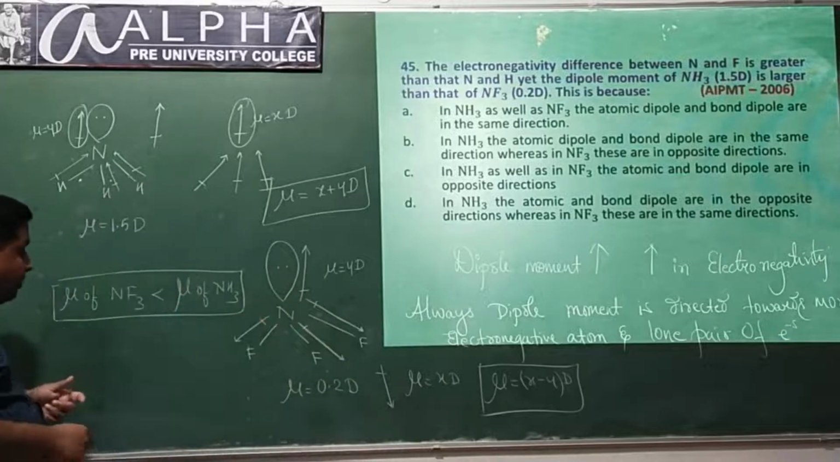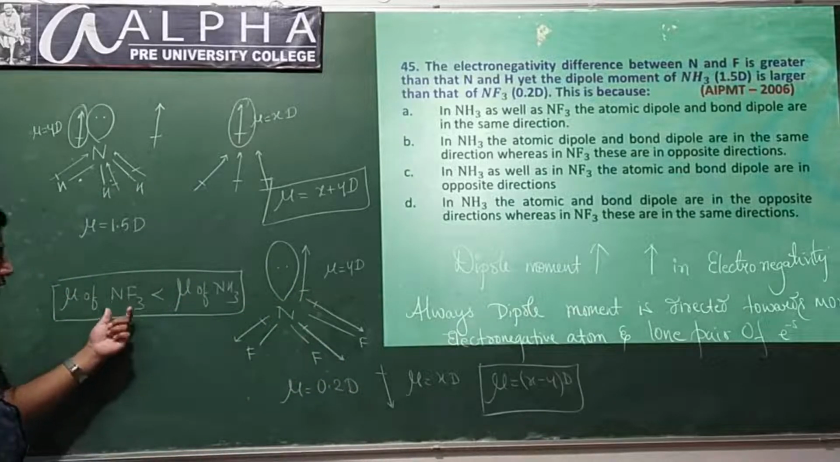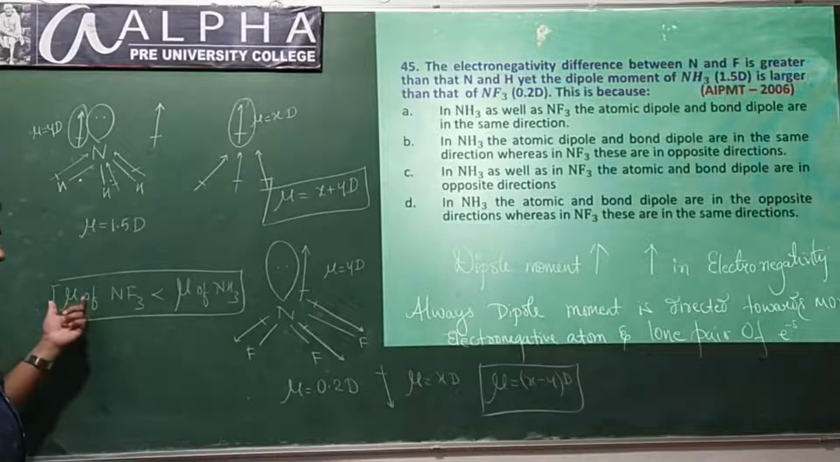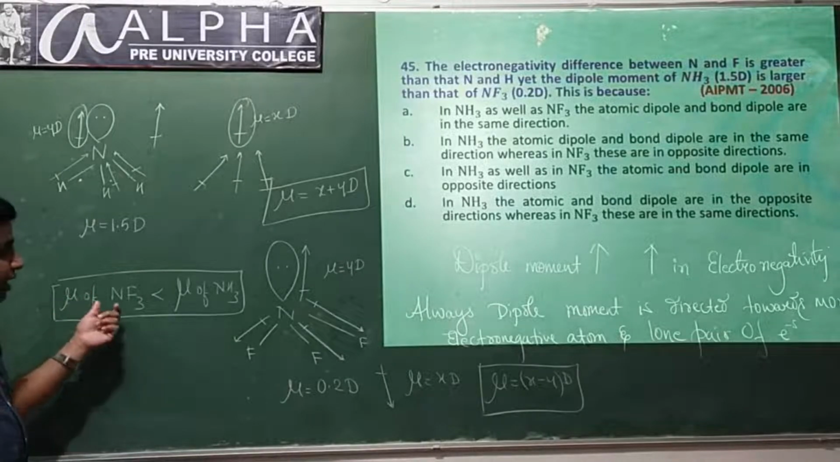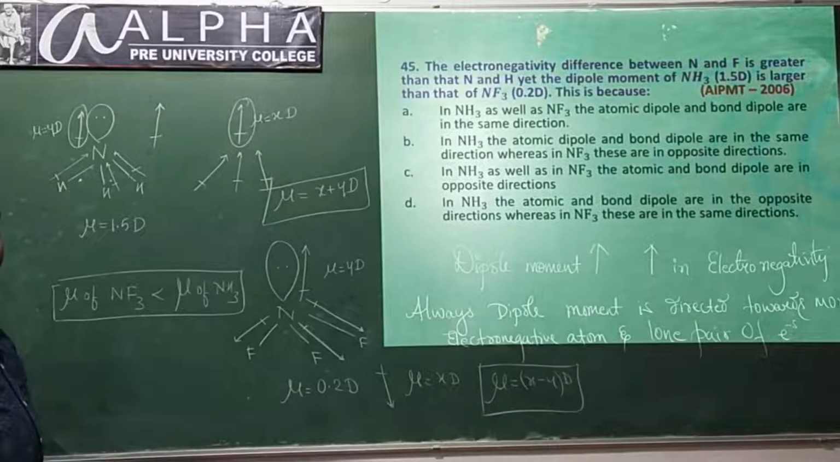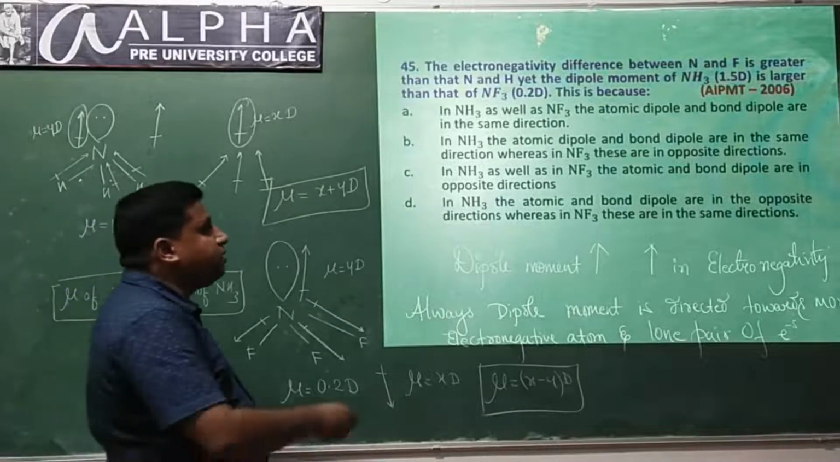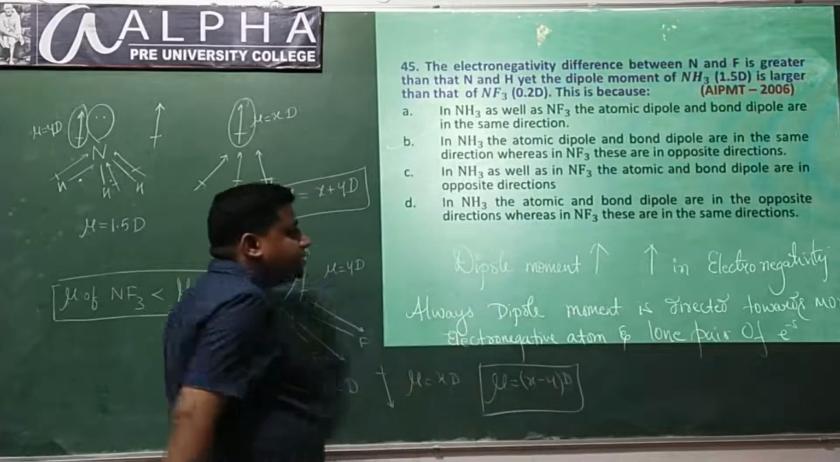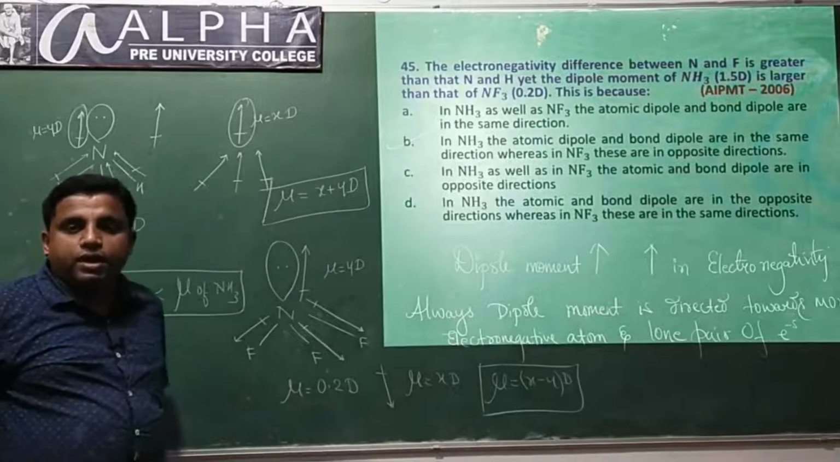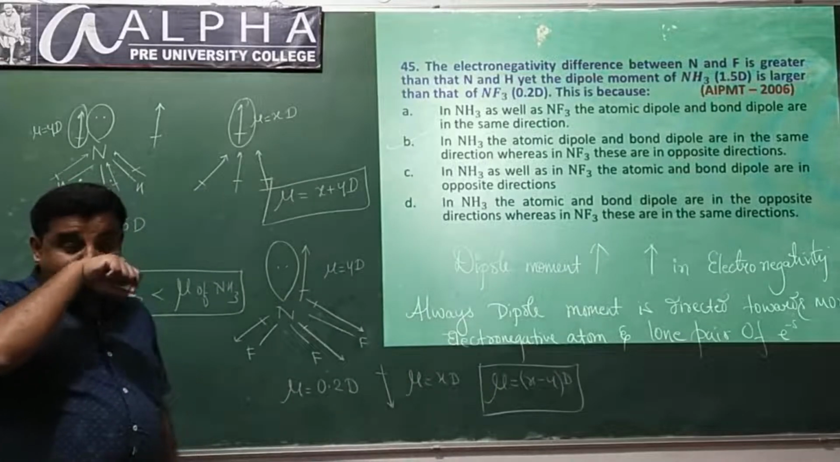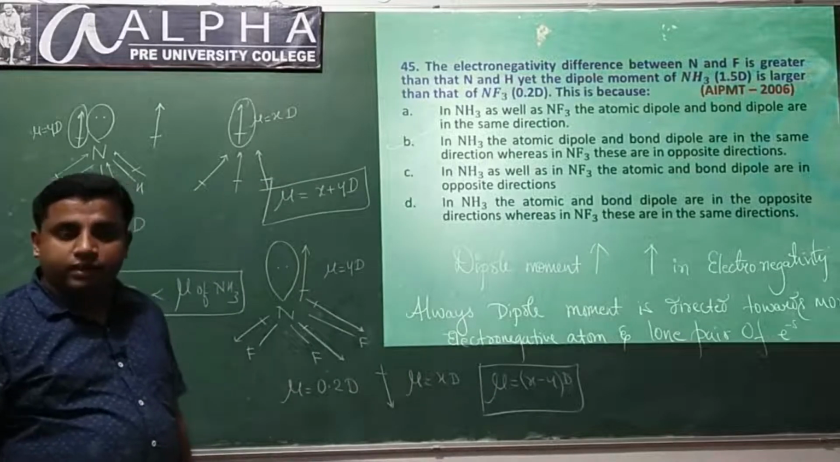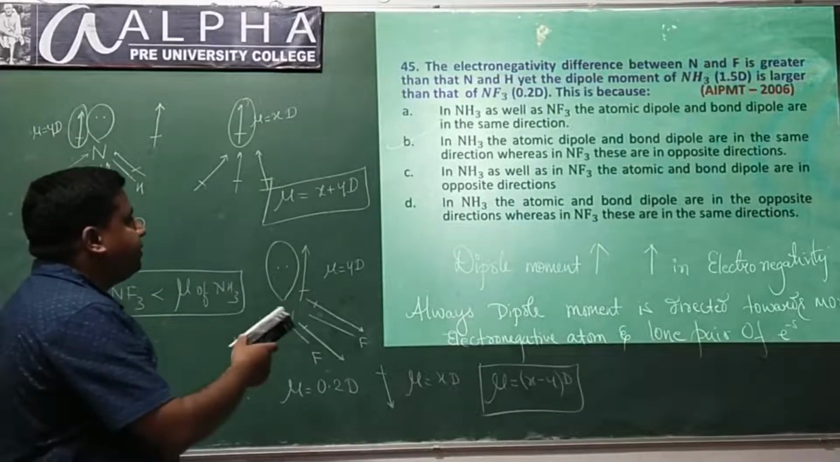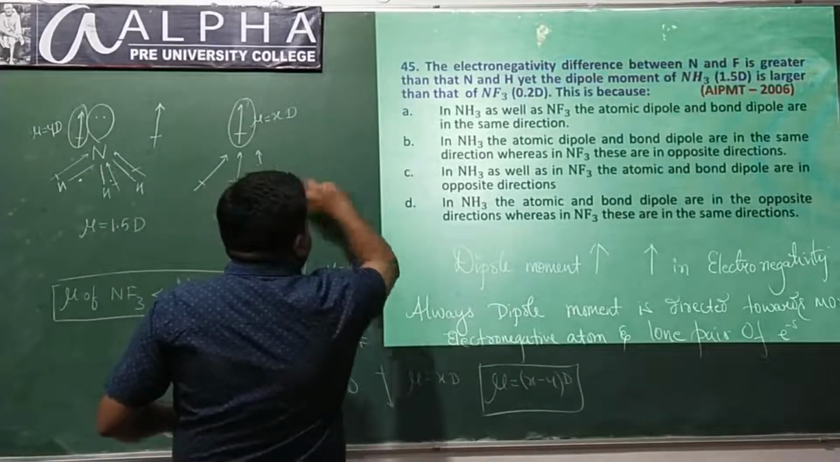That is why the dipole moment of nitrogen trifluoride is less than the dipole moment of ammonia. Therefore, very simple question. So what is the answer? The answer is very simple. It is option B. Are we clear? Excellent. Let us move on to the next question.